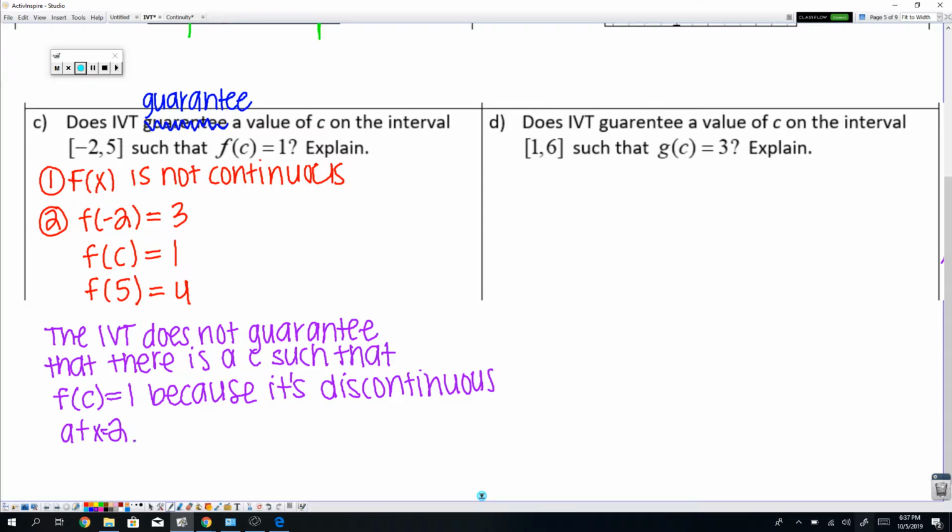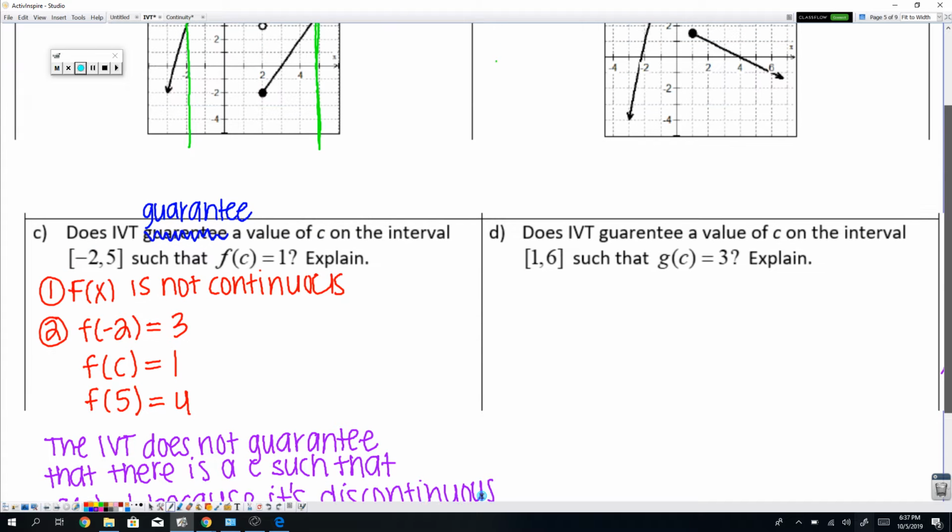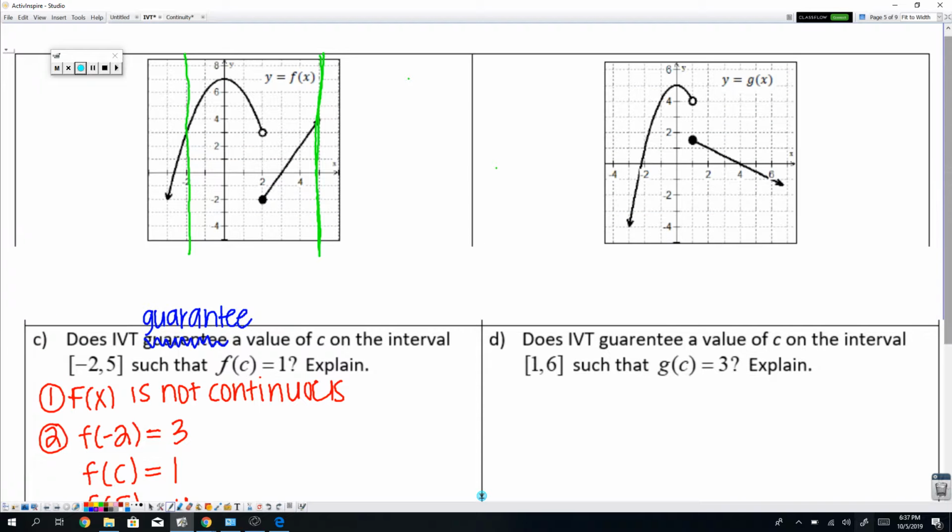Okay? So now we're going to go through and do the second one. It says, does the IVT guarantee, again misspelled, we'll put an A there, that's how you spell guarantee, on the interval from 1 to 6 such that g of c equals 3. So it says 1 to 6. Okay, so we'll go through and say that in the interval, it actually is continuous.